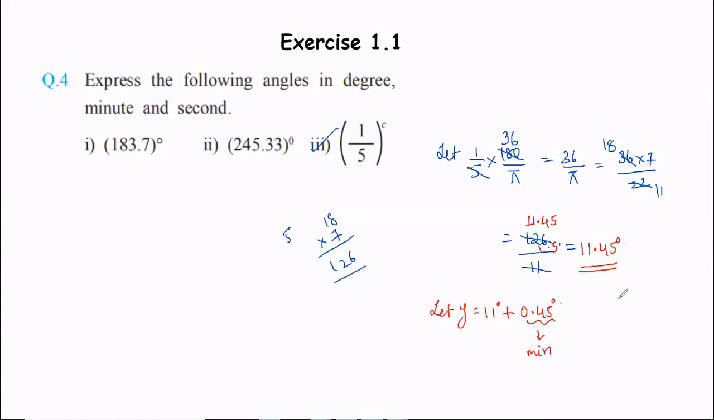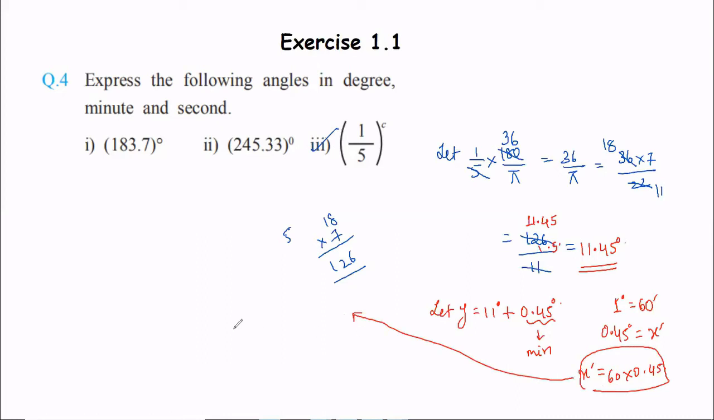Unitary method, of course: 1 degree is 60 minutes, and we are having 0.45 degrees, so that will be some x minutes. Calculating, x minutes is equal to 60 into 0.45. Doing this calculation on this side for convenience, that will be 4.5 into 6, 0, 3 carried. This will be 27. So we are having 27 minutes.